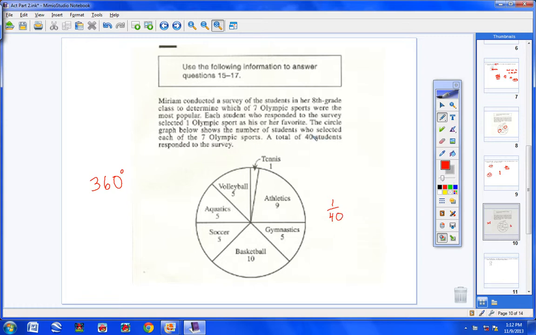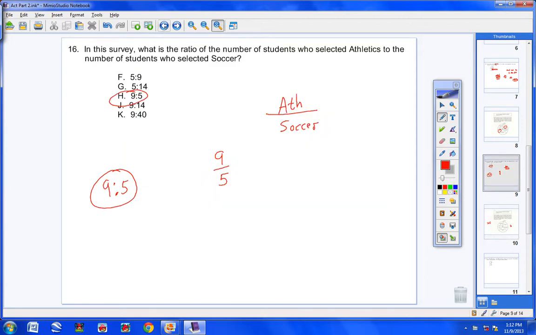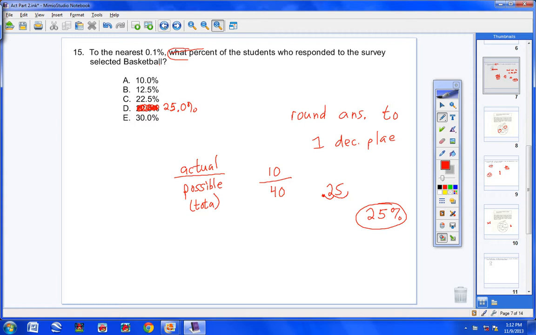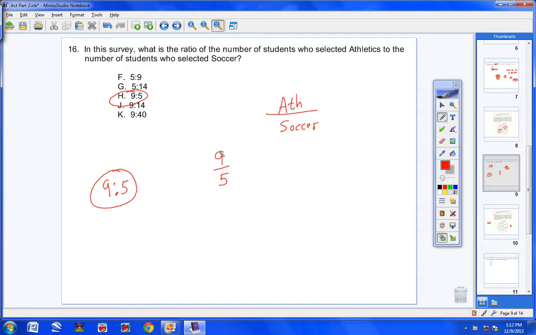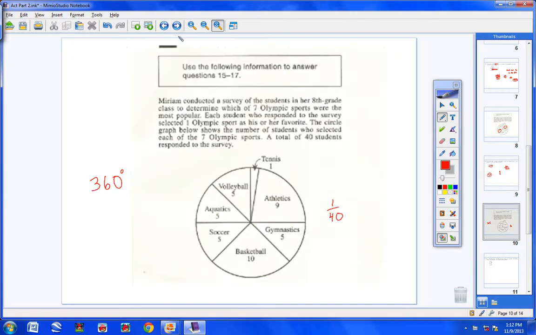This should make sense. If I ask you what fraction, let's go back a problem. Back here they said, remember, what percentage chose basketball, and I said 10 over 40 because that was 10 and the total was 40. In the next problem here, we said the ratio was 9 to 5, 9 compared to 5. Well, look, if one person chose tennis, that was 1 out of how many? 40. So the fraction that I have is 1/40th.